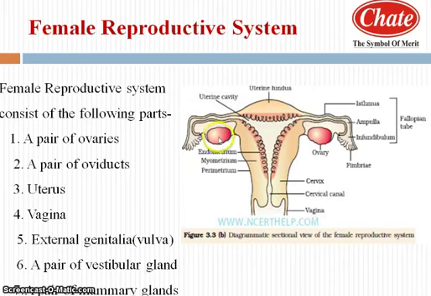A pair of ovaries are somewhat almond shaped. Average size is 3 cm in length, 2 cm in width and 1 cm in thickness. They lie at the lateral side of the uterus below the fallopian tube. They are connected with the wall of the uterus with the help of the ovarian ligament, and with the help of the mesovarium that is connected with the abdominal wall. This ovary produces the egg by the process of oogenesis, and second, it secretes two sex hormones, that is estrogen and progesterone.